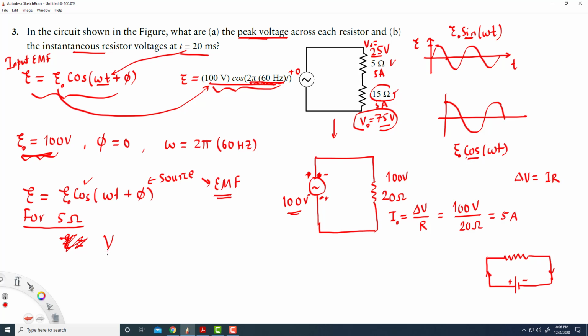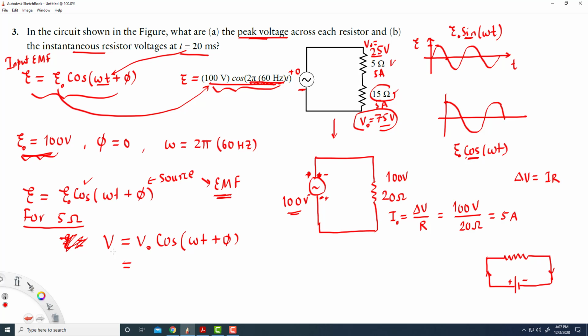Okay, you can also write delta V. It's the same kind of expression. You have V is equal to V naught cosine omega t plus phi. You just need to replace E by V when you deal with the resistors or capacitors or any other component. EMF is used only when we are dealing with the source.